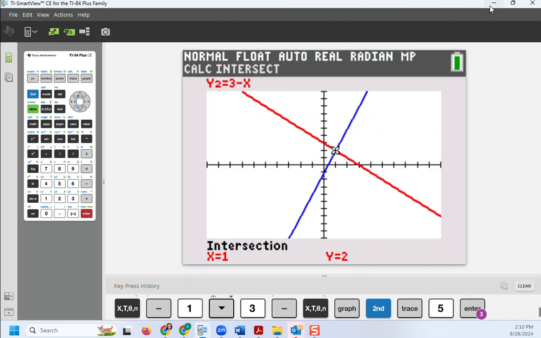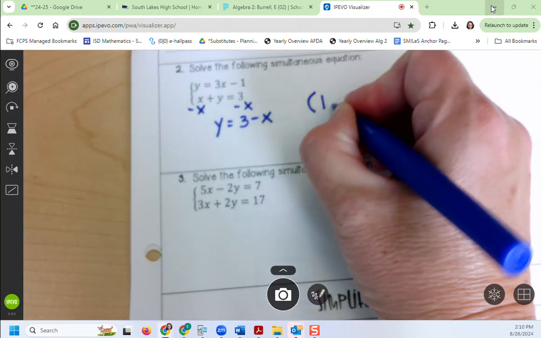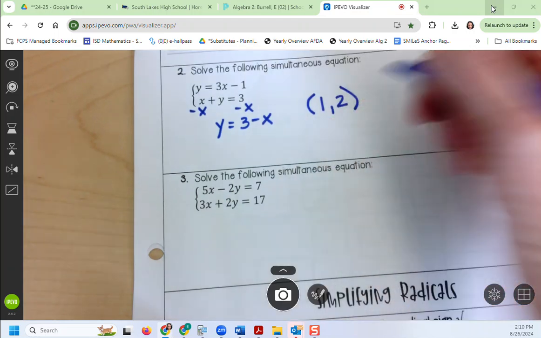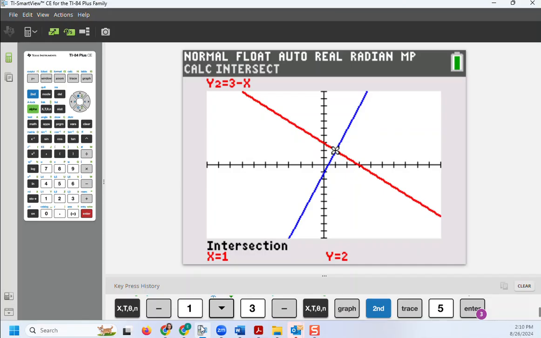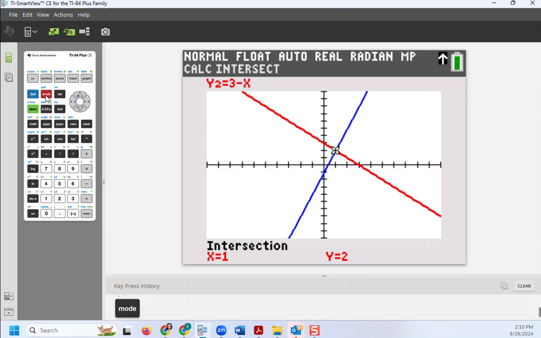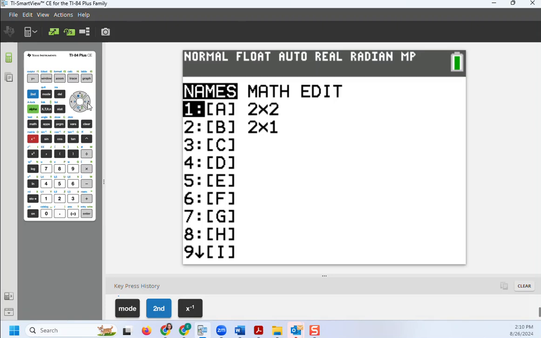So just a quick review. I might not actually do all of the steps. So to do matrices, just quit out of whatever you're in. And then you need to do second matrix, and you're going to edit. Luckily, it's another 2 by 2 matrix, so you don't have to edit that part. You're just going to edit this one, and you're going to put in the coefficients. 5, -2, 3, and 2.